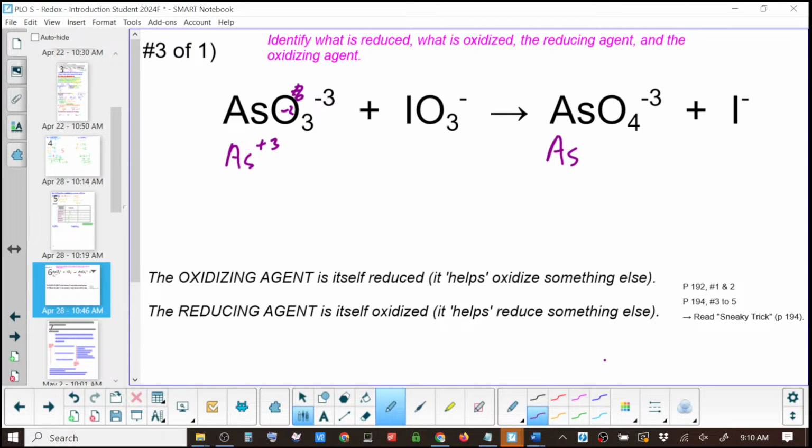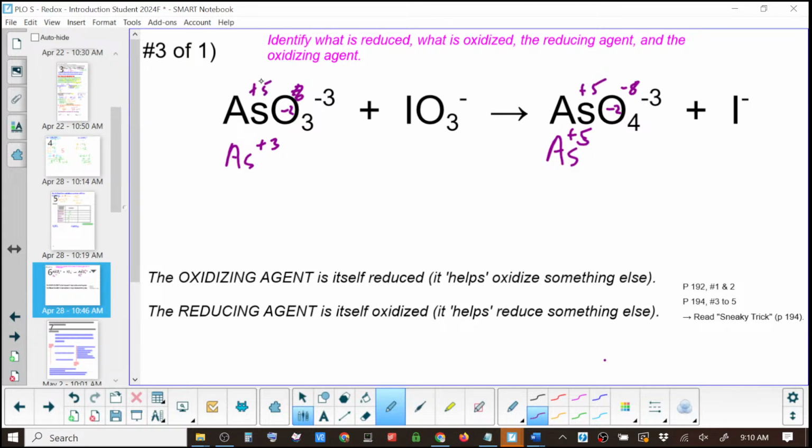O will always be negative unless it is, because there's two more negative 2s from oxygen. So this is minus 2. This whole thing's minus 8. The whole thing has to equal minus 3, so it's plus 5.